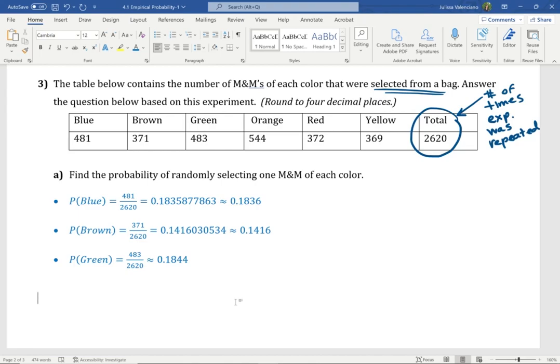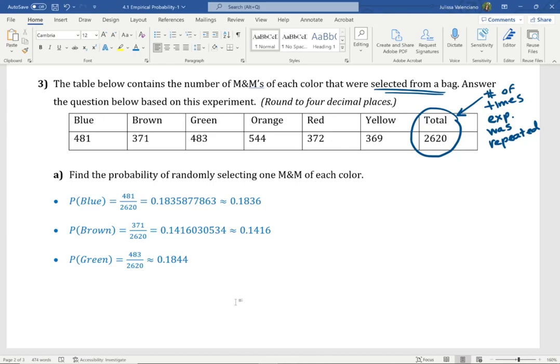We are calculating these probabilities by looking at the results of the experiment. Notice, we know that they pulled a total of 2,620 M&Ms from the bag. We don't know how many M&Ms we have inside the bag. We don't know what would happen if we continue to pull M&Ms from the bag, okay? We're calculating these probabilities by just looking at the results of the experiment.